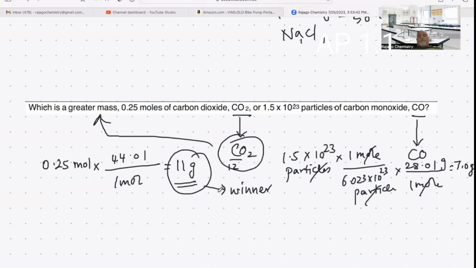So this is what the enduring understanding is talking about. Suddenly this question is asking about two different compounds, and one is asking you to calculate from moles to grams, and another one is particles to grams. So you have to do two different things and then correctly identify the answer. The multiple choice questions are very challenging in AP Chemistry. So this is what we call the enduring understanding.